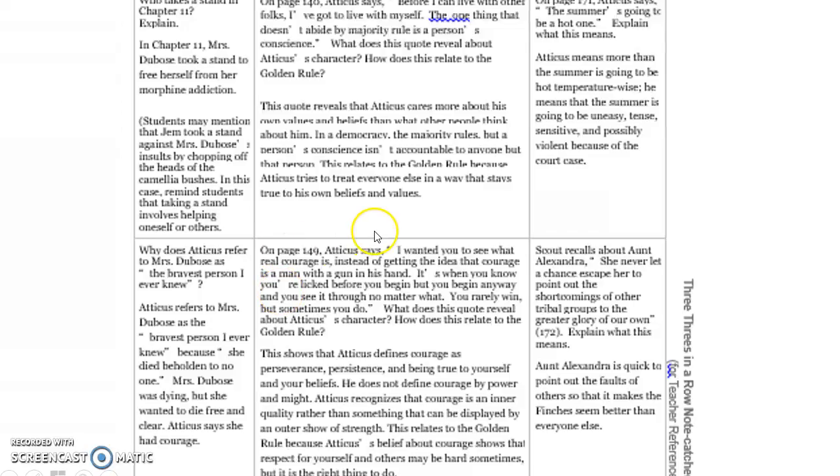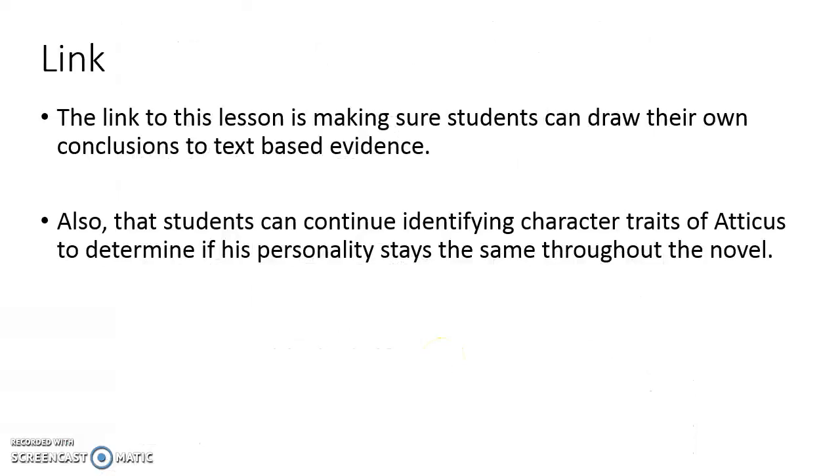This is only the first 2 columns right now, just so I can fit it on the screen. The link to this lesson is making sure students can draw their own conclusions from text-based evidence. What I have the biggest problem with when it comes to my students is making these inferences and drawing their own conclusions. They don't seem to have problems finding text evidence to answer their questions, but when it comes to explaining it in depth, they really struggle.